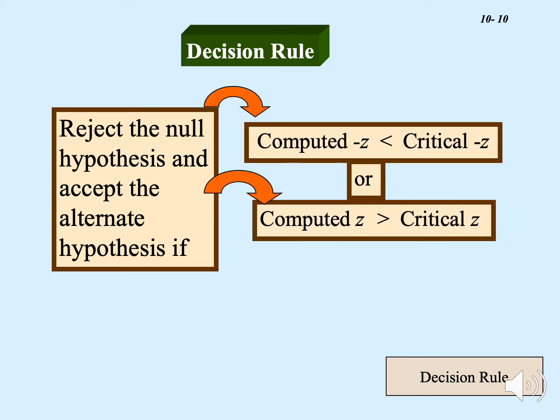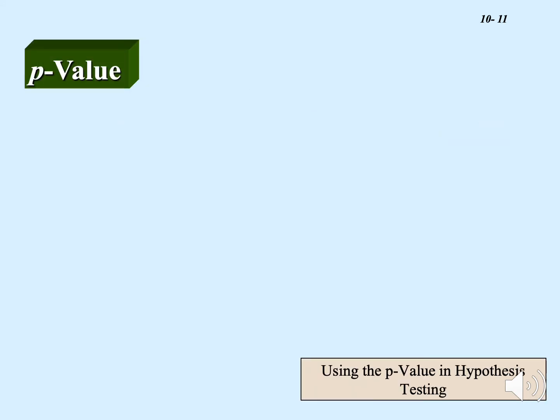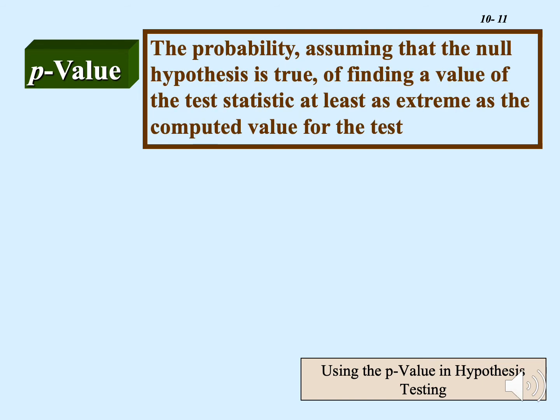So that's how it is. Is the one I told you. Then the p-value, that's the very important one, in which we should not be computing and using the critical value, but you just look at the p-value. So the p-value is the probability, assuming that the null is true, of finding a value of the test statistic at least as extreme as the computed value of the test.